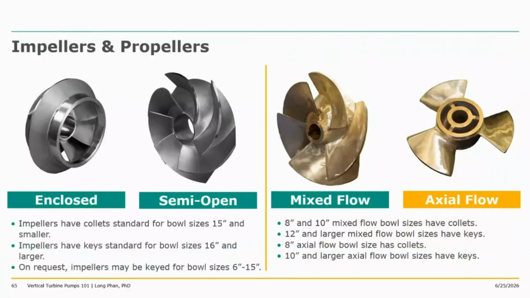Now let's look at different impellers. Really, in the vertical turbine pump, we have 4 different impellers here. We have enclosed, semi-open, mixed flow, or axial flow. Notice that we highlight the first 3 in green, and the last one is axial flow. Really, the last one is basically called a propeller. It's basically your ceiling fan. It's designed to move a large volume of flow and not really worry about head.